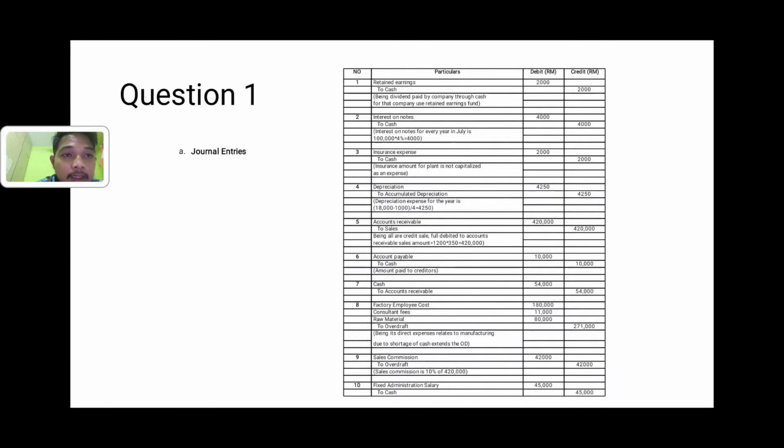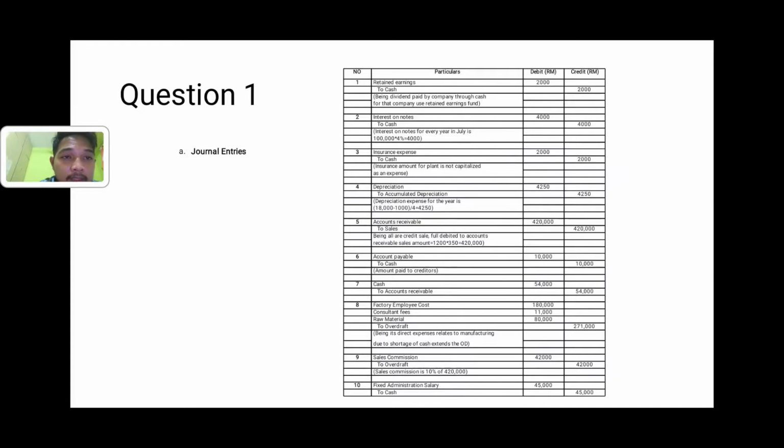The second one is interest on notes, debit 4,000 to cash credit 4,000. Interest on notes for every year in July is 100,000 times 4%, which is 4,000. The third is insurance expenses, which is debit 2,000 to cash 2,000. This insurance amount for the plant is not capitalized, as it is an expense.